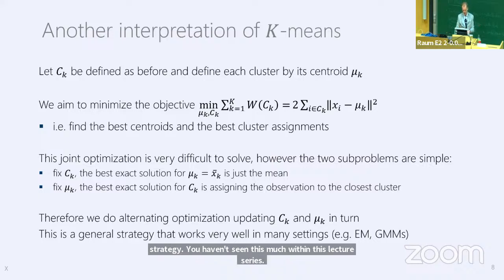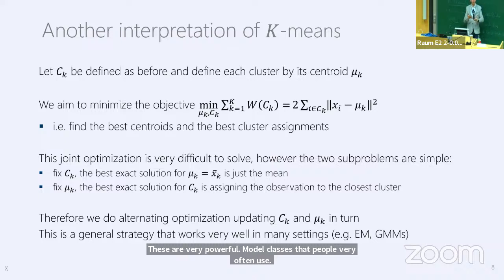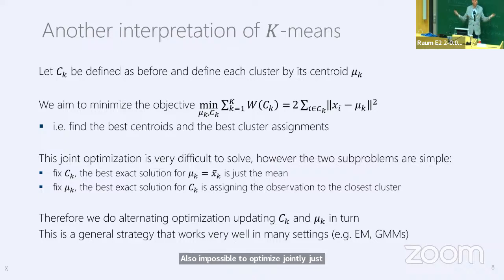So we are not going to be talking about EM, expectation maximization. This is essentially the probabilistic version of k-means. This is how you can interpret it. The Gaussian mixture models, Gaussian mixture models are a special case of EM. These are very powerful model classes that people very often use. Also impossible to optimize jointly. Just break it into two parts, to the one to the other, flippity flop, done. So the strategy, that is perhaps the most important thing from this slide to keep in mind. A good minimization strategy.